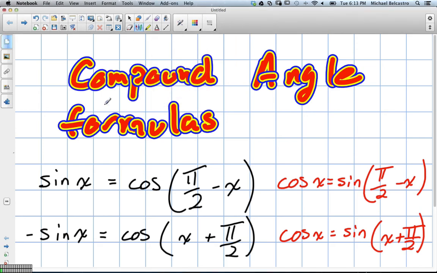Okay, so we're going to talk about some compound angle formulas, and there's a couple of them to look at. We're going to specifically focus on this relationship of sine and cosine. So the first one we have here, we'll call this our first formula, is sin x is equal to cos, the only difference being what would be considered a horizontal shift of pi over 2, and then to the inverted of x, so negative x.